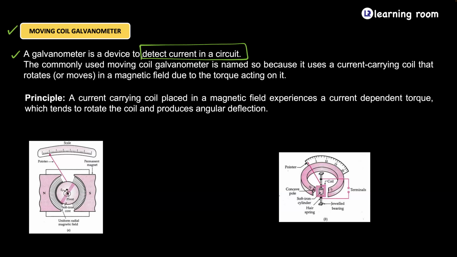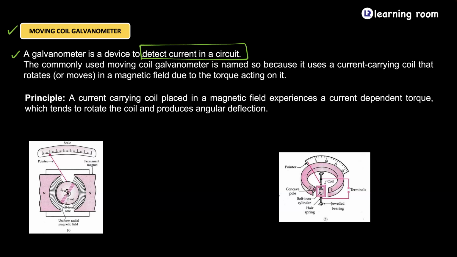And in the previous class, we discussed this concept. When you take a current carrying coil and place it in a magnetic field, what is going to happen to it? It will experience torque. If you place a current carrying conductor in a magnetic field, it will experience force. What is the difference?